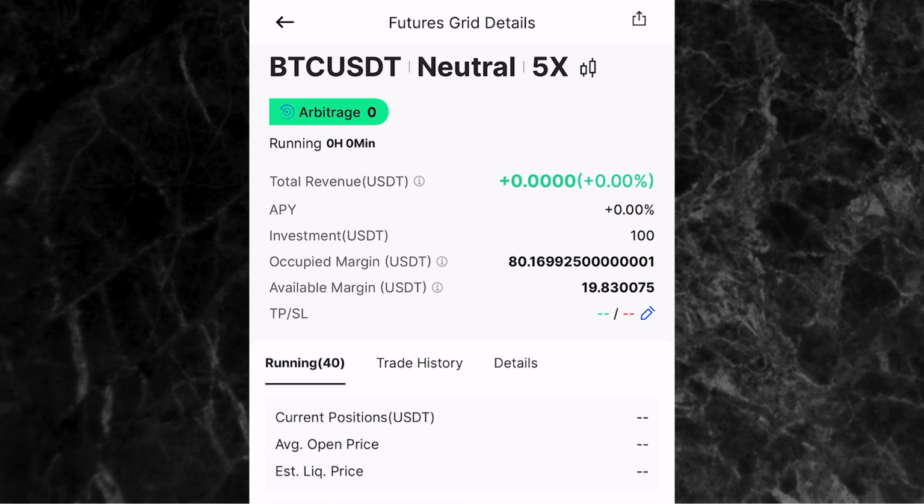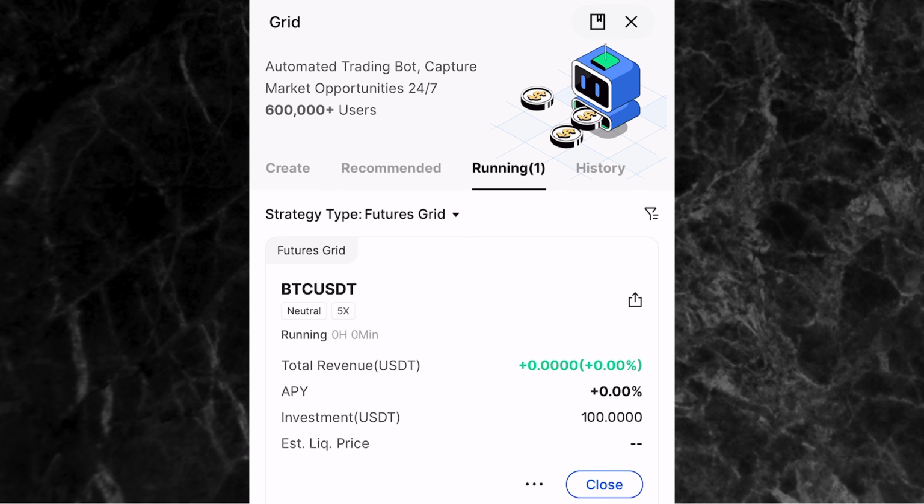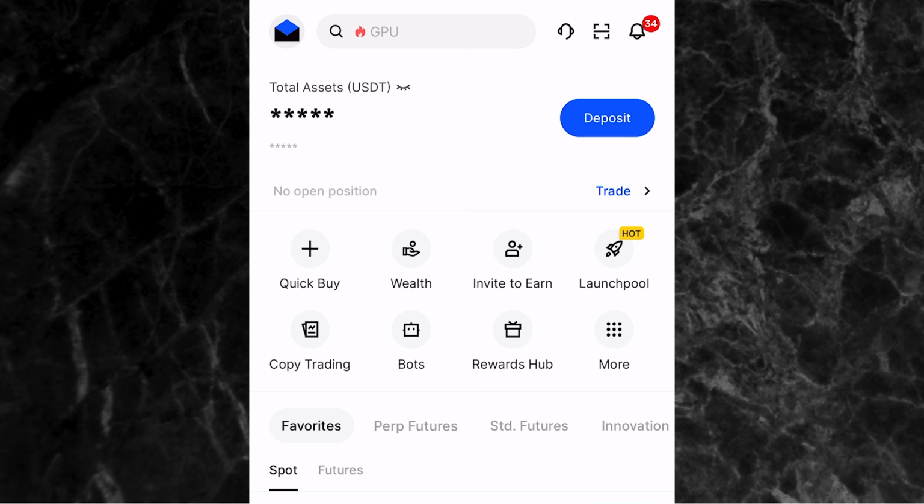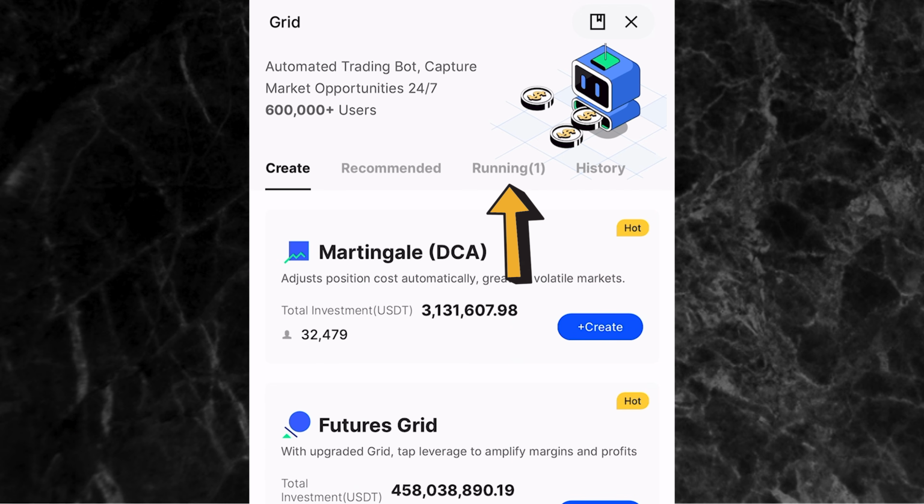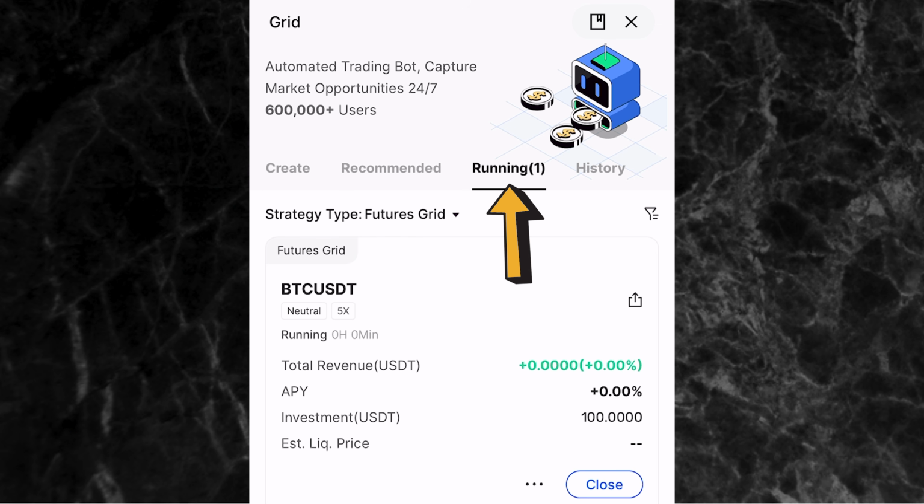So in case you don't know how to check it out, let me go back to the home page because some of you might not know. So this is the home page of the BingX app. So if you click on where you have this bot, just click on it, and then you go under running right here. So if you want to check for the futures grid trading bot, make sure that this is on futures grid. Make sure it is futures grid that is written right here. You'll see your trading bot right here.